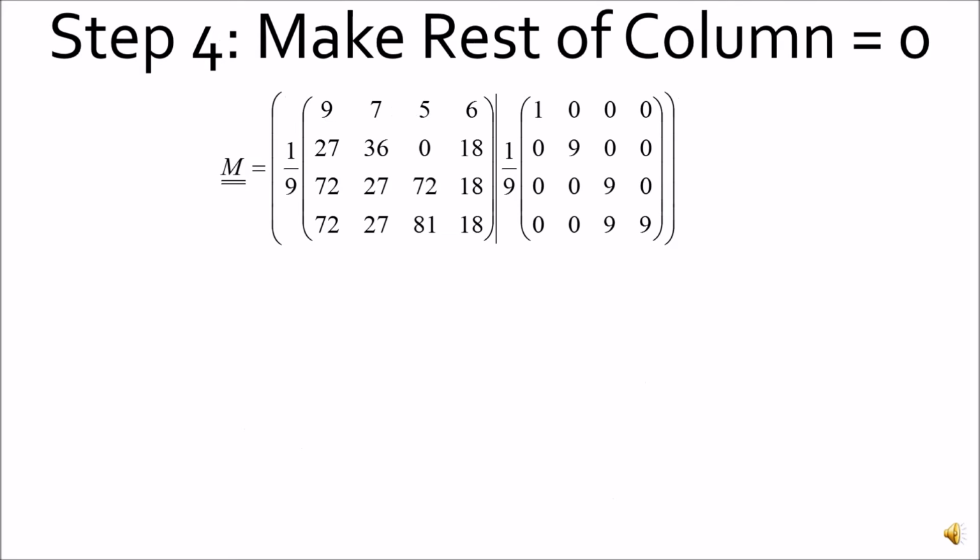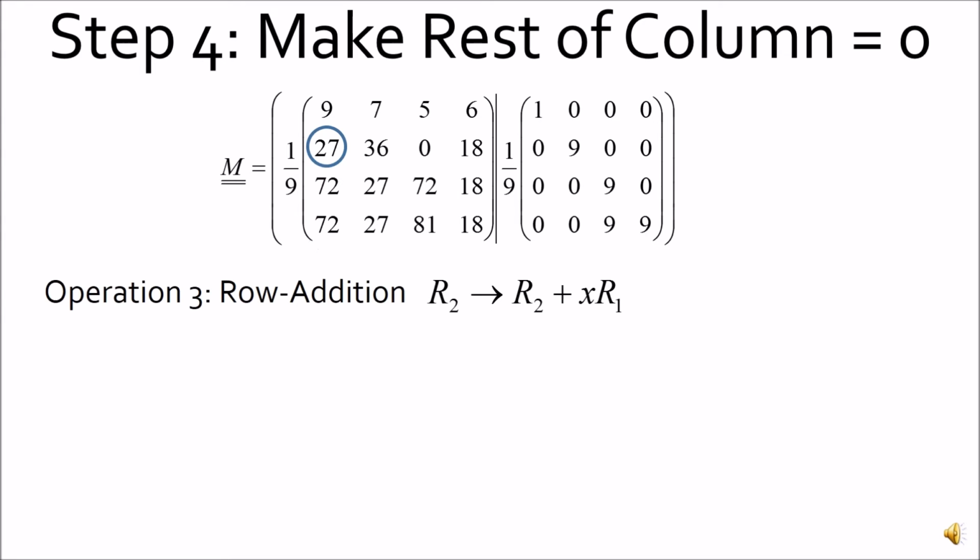Okay, so step 4, we now have 1 in the top left hand corner, or it's now written as 9 over 9. As I said before, you now have to go down the rest of the column and make every element equal to 0. And you do that by carrying out a row addition operation using the diagonal you just changed. So what we need to do is take row 2 and add some factor of row 1 to it to give us 0. So this is r2 plus some factor we're going to work out, x times r1.